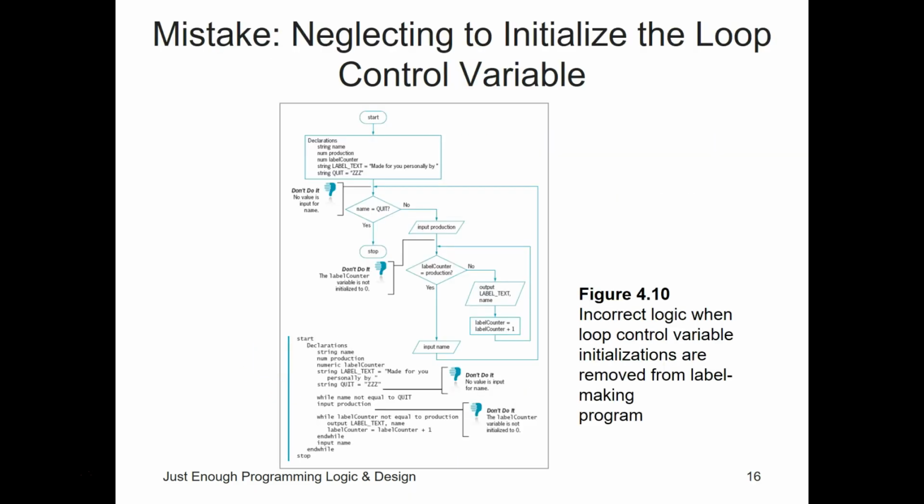So, for example, here's an example of one that has several issues. Down in the pseudocode, we have our declarations. So here we declare a name. We have a numeric called production, a label counter, and a string for label text. Again, that's a constant because it's all capitals. And quit. All right.